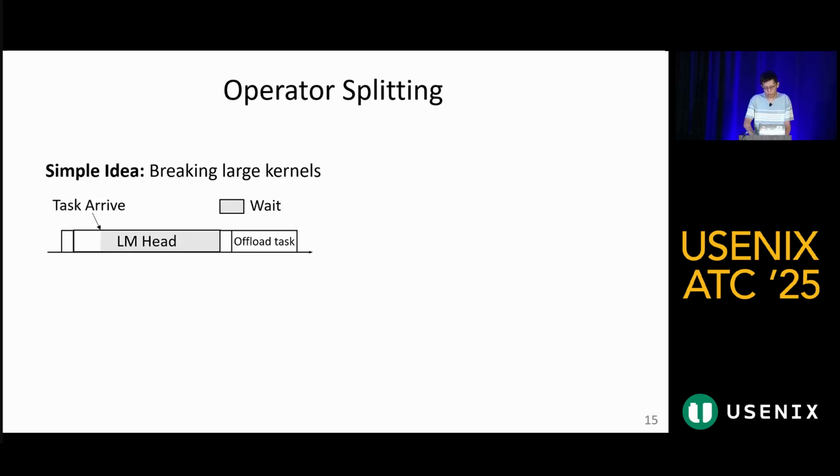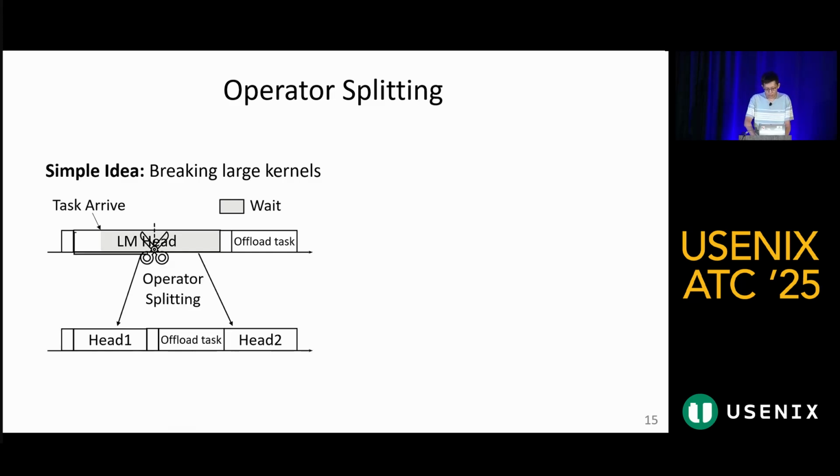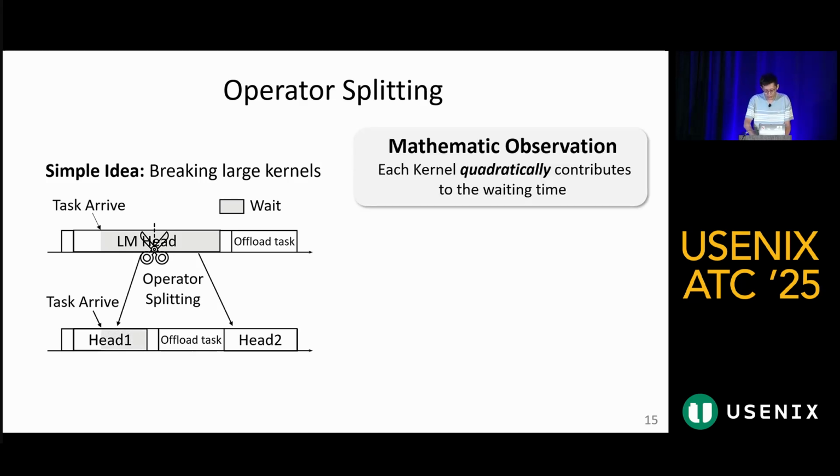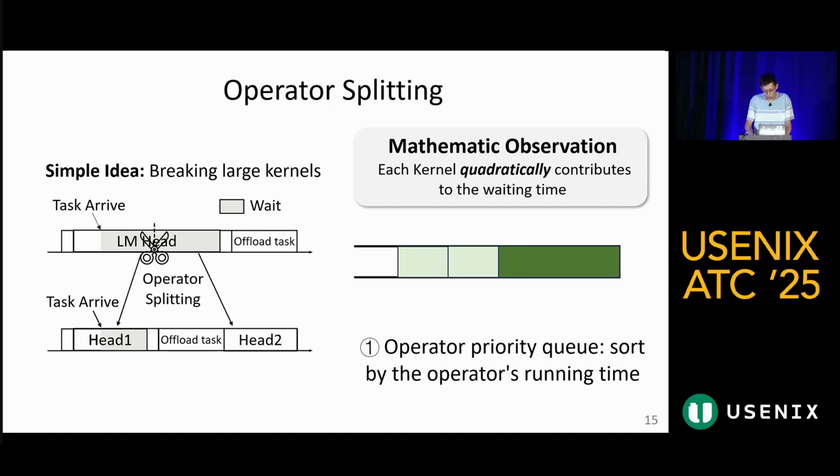Our GPU-driven control flow works well, but it's still possible to be blocked by a single long-running kernel, as we see in this left timeline. So, our second solution is operator splitting. The idea is simple. We break these large kernels into smaller pieces. To formally solve the problem, we observe that a kernel's impact on waiting time is quadratic. This means one very long kernel hurts latency much more than several shorter ones. So, we greedily handle the large operators in this model.